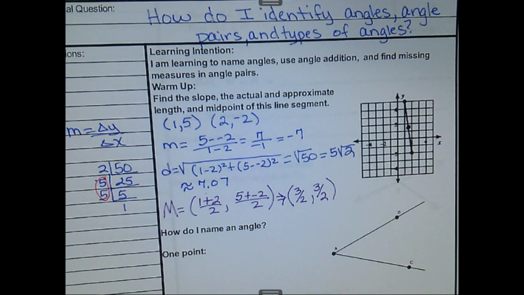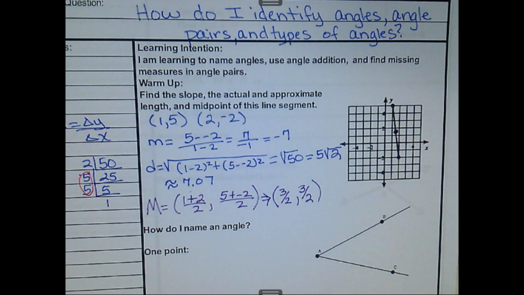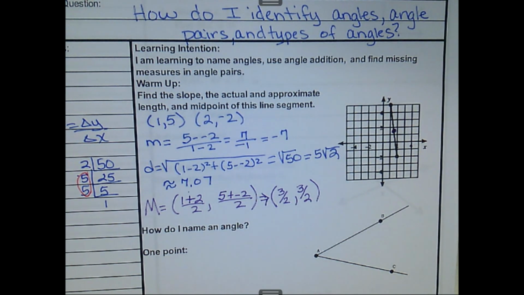Okay, any questions over the slope, the distance formula, simplifying a radical, or midpoint? If you're still struggling, go back over previous videos.